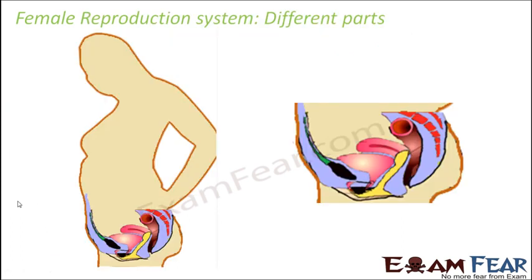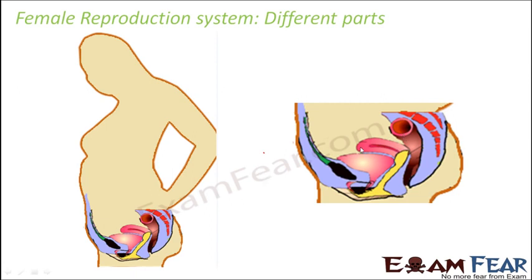So now we have discussed the different parts of the female reproductive system. Let us quickly have a look at the various parts which we have discussed so far. If you see the female's body, you will see the reproductive system being located somewhere below the pelvic, near the pelvic cavity. If you magnify this reproductive part of the female's body, you can see it this way. Let us quickly look at the different parts here.